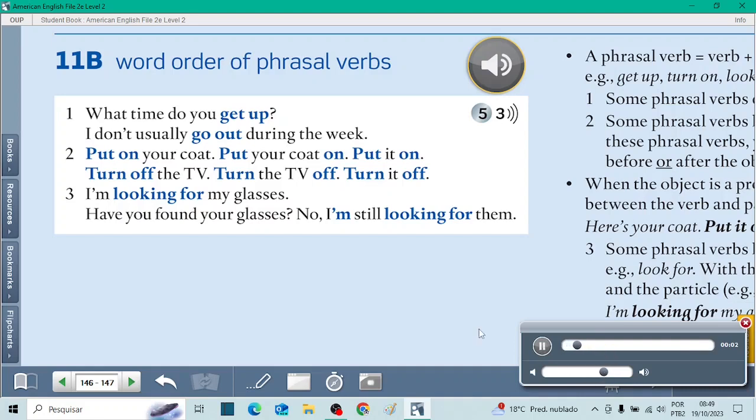5.3. 1. What time do you get up? I don't usually go out during the week. 2. Put on your coat. Put your coat on. Put it on. Turn off the TV. Turn the TV off. Turn it off. 3. I'm looking for my glasses. Have you found your glasses? No, I'm still looking for them.